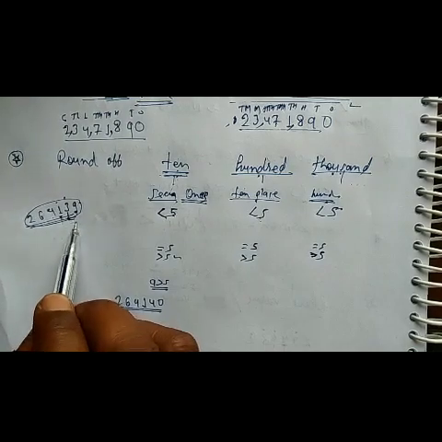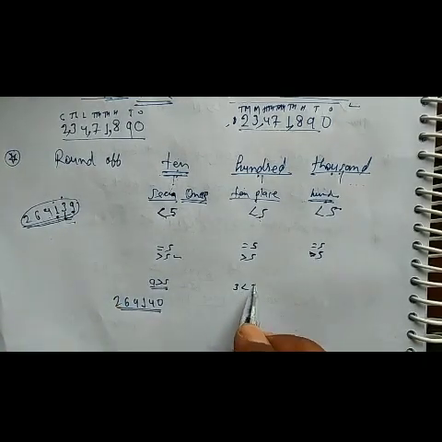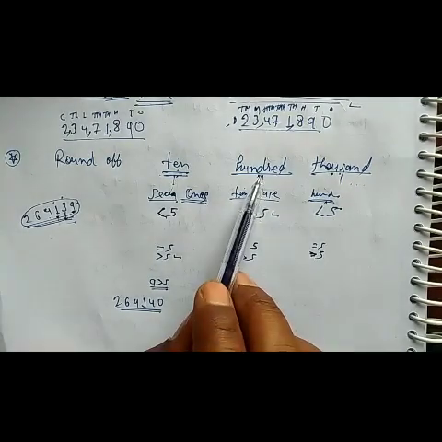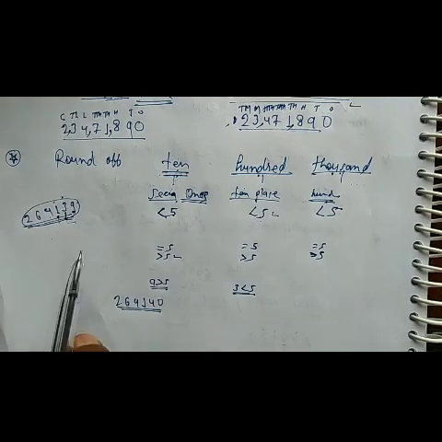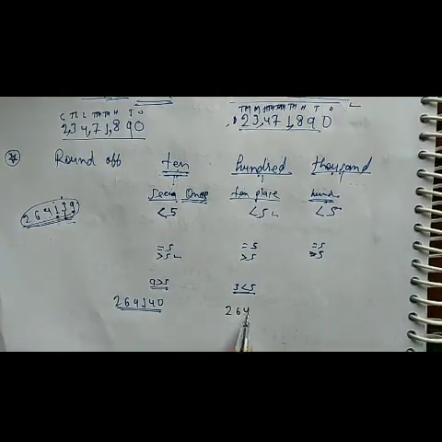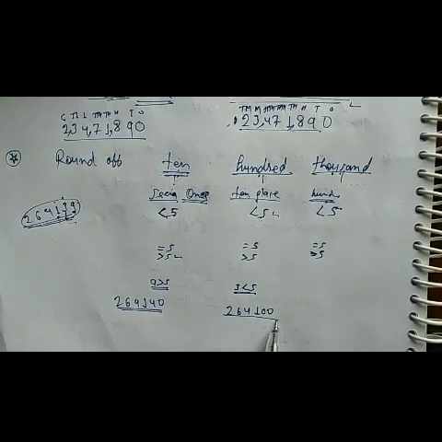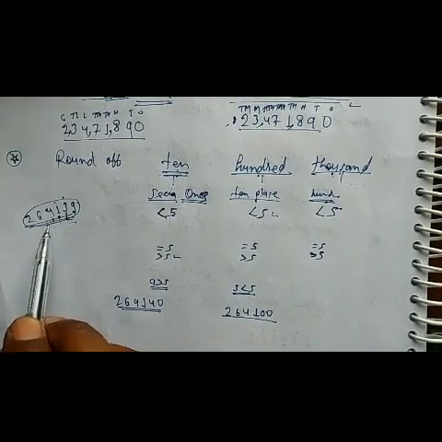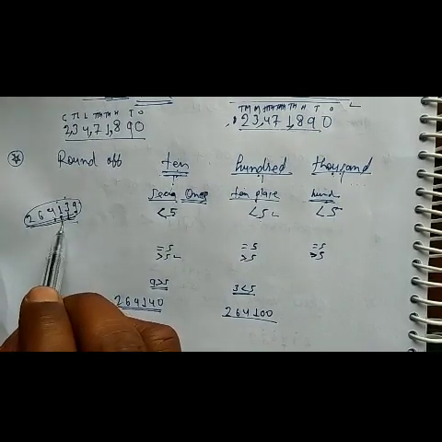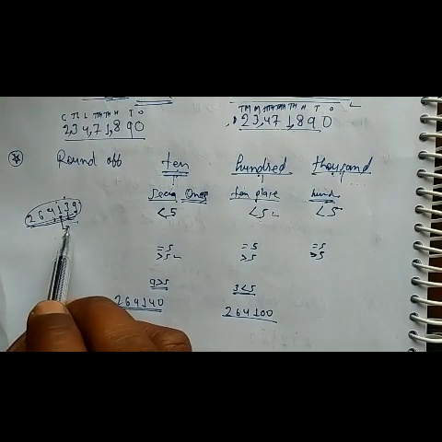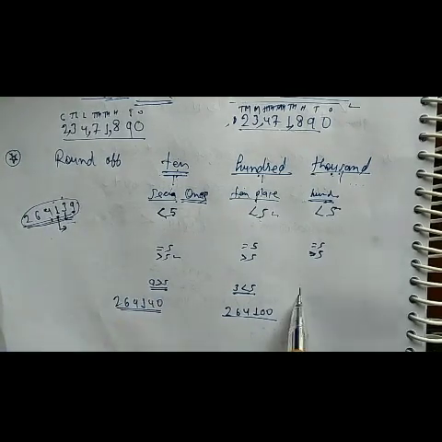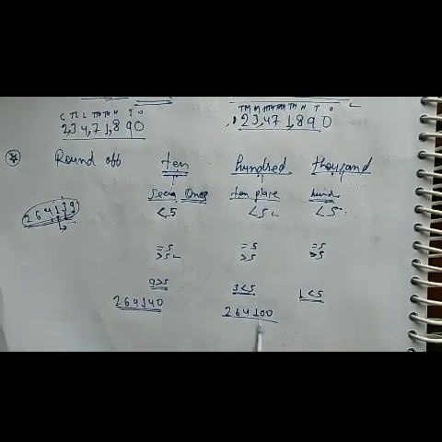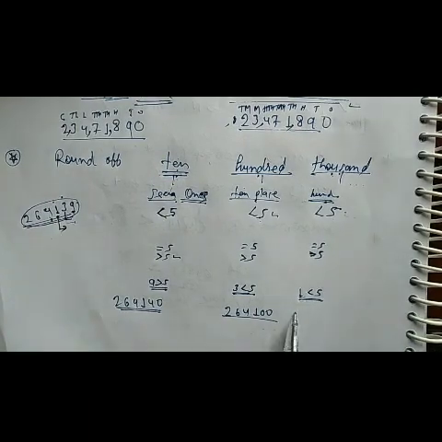To round off this number to the nearest 100, we see the tens place. The tens place is 3, and 3 is less than 5. So the hundreds place will not be changed, and the ones and tens places will be 0 0. It means 264100. To round off to the nearest 1000, we see the hundreds place. This place is 1, and 1 is less than 5. So the thousands place will stay as it is, and these three places will be 0 0 0.